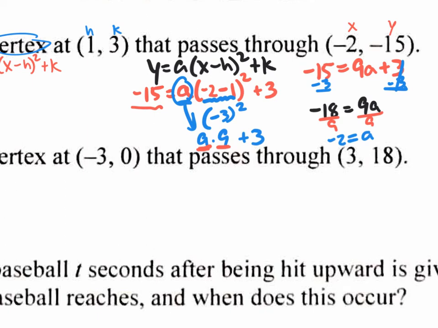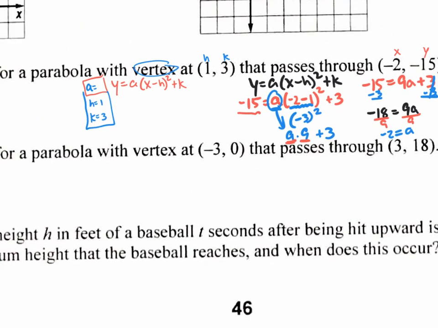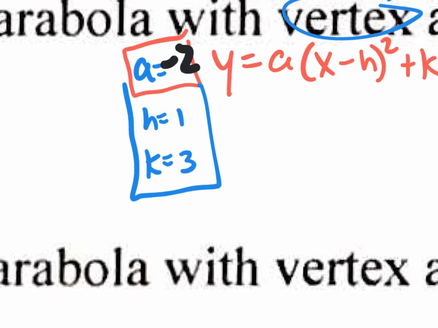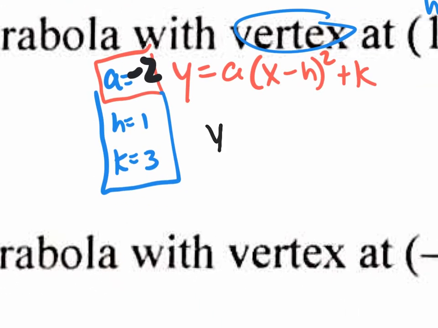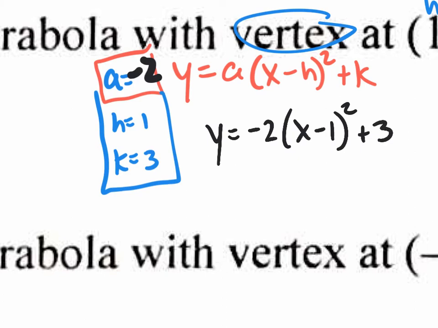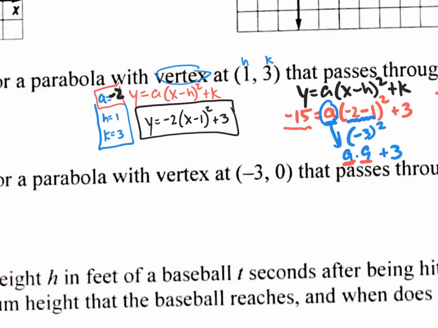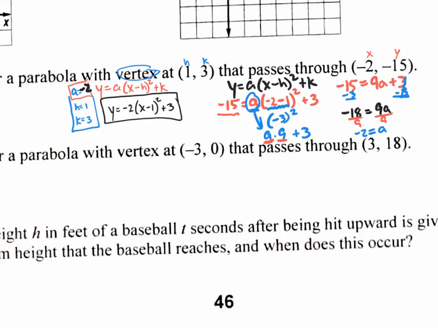So once again, ladies and gentlemen, I took my H, my K, my X, and my Y, plugged it all in to find my A. And now that I know my A, which is negative 2, I'm able to write my equation with my A, H, and K. So here's my answer. Y equals A, negative 2, open parentheses, X minus H, which is 1, squared, plus K, which is 3. So once again, take what they give you to find out what you need. Plug it all in and find out what you need, which is the A value. Then you'll be able to write it.